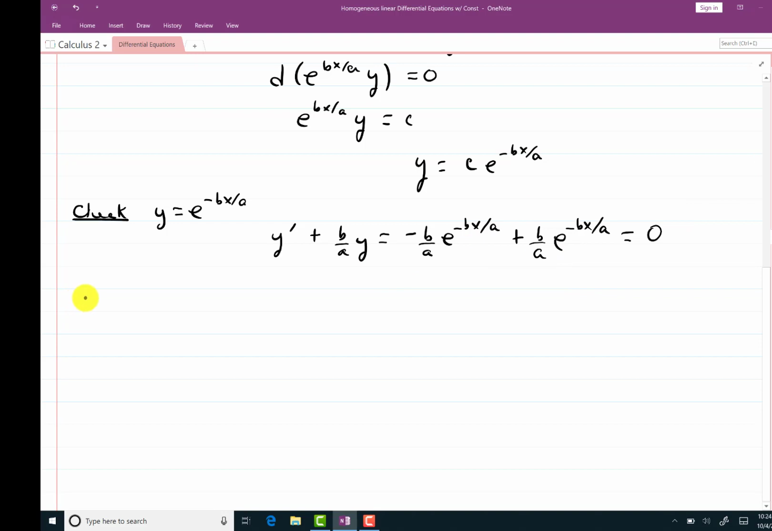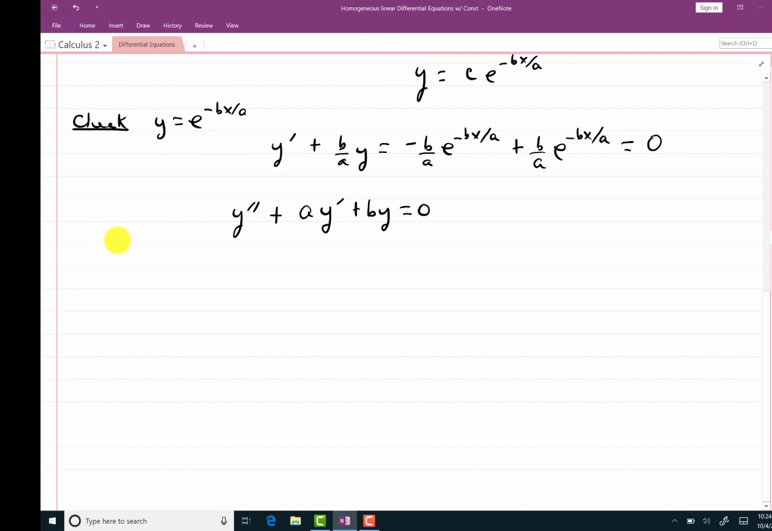Someone somewhere decided to look at equations of this form. Let's say we have y double prime plus, and now we're doing constant coefficients, so I might want to do a y prime plus b y. This one would have already been, the leading coefficient would have already been divided out. And they suggested trying y equals e to the mx. Here m could be any kind of a number that works.